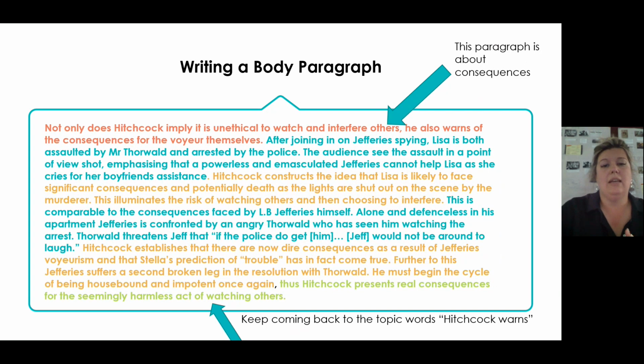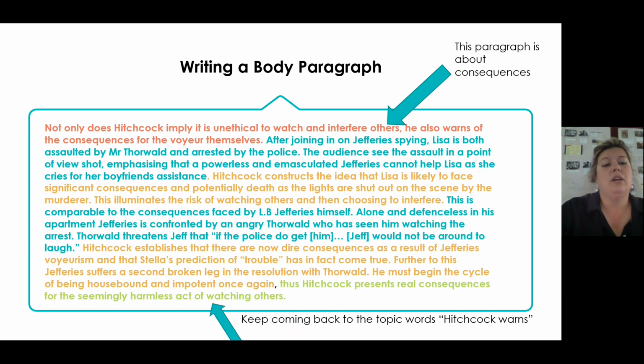Now, when I go to my next paragraph, I don't want to repeat any of that. I don't want to talk about privacy again, and I don't want to talk about those examples that you've just seen. Let's have a look at the second body paragraph.